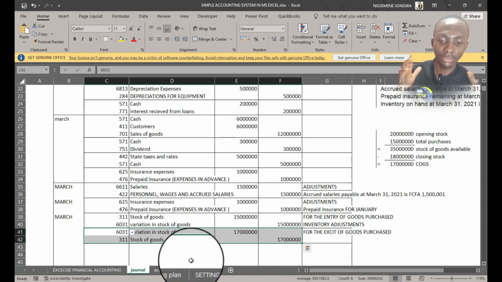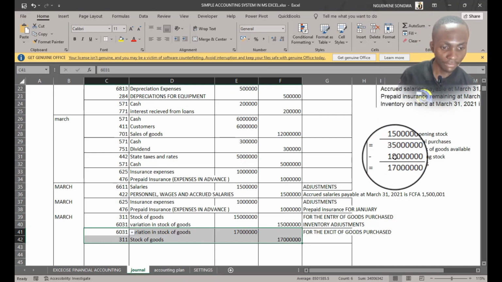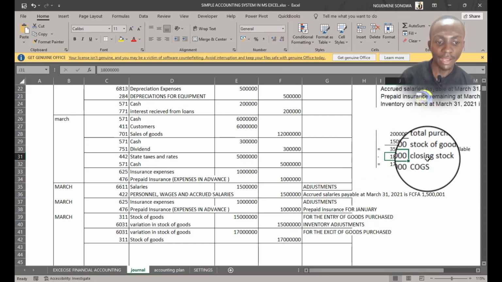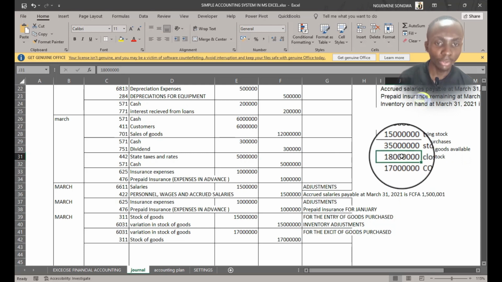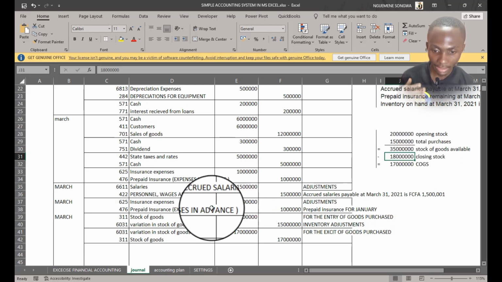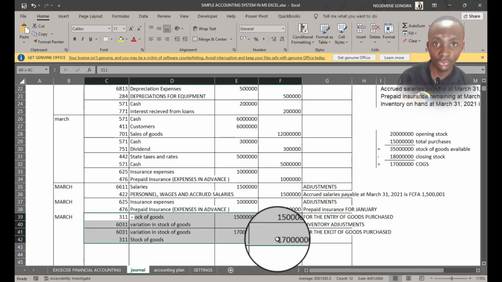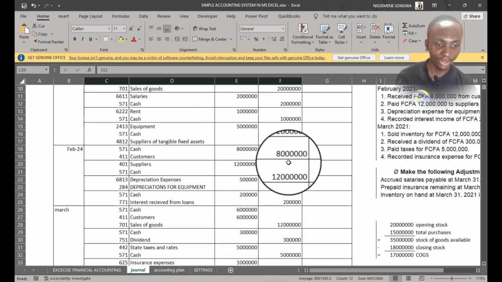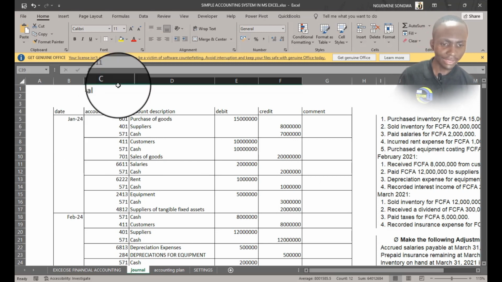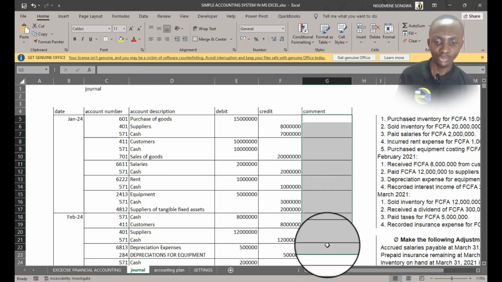However, it is in our trial balance or in our ledger account that we will be able to know that the stock of goods is left out with 18 million, because we should have at the end of the period the stock of goods, or the closing stock of goods, being 18 million, and these accounting entries will actually help us get that at the end of the period. So that is how I just recorded the transactions. You could do same, put the comments and so on.